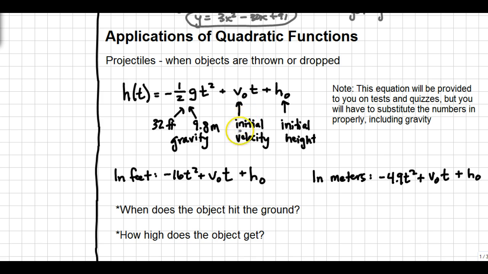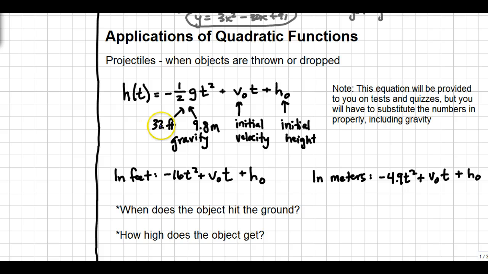Typically they'll tell you what the initial velocity is or give you some hint for you to be able to figure that number out. And then there's also the starting height, or the initial height, called h sub o. This equation will usually be provided to you on tests and quizzes, but know, students, that you will have to plug in numbers for g, v sub o, and h sub o, and then calculate further from there.